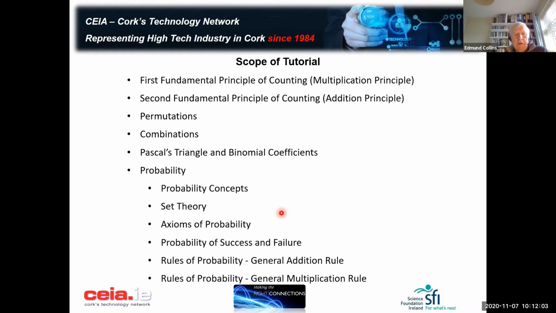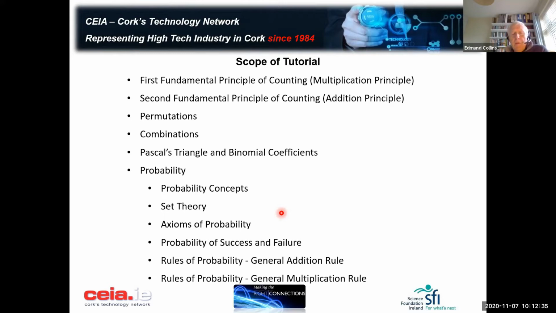And we'll be looking at some of the concepts of probability, set theory, which is very important in solving problems, the axioms of probability, and the probability of success and failure, the rules of probability, general addition rule, and then the general multiplication rule. And we'll finish off with a Leaving Cert question. So hopefully you'll find all these topics very interesting.